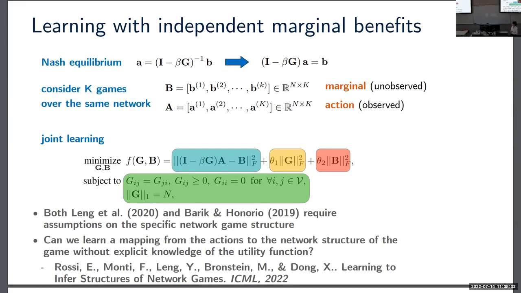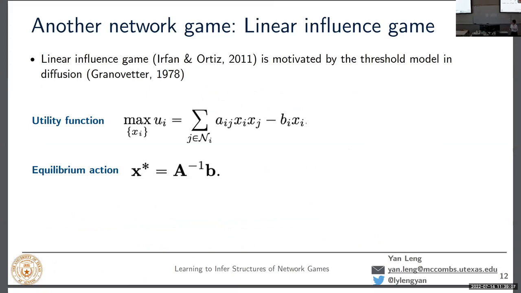I'll not go into the detail, but this study, our study plus the Barik study, motivate what I want to present: these two papers require some assumption on the network game, and the natural criticism is that in reality, the network game that we assume may not model the actual behavior of individuals. There are different types of network games, and we don't know which one actually models our behavior. So the question that we ask is then, can we learn a mapping from the action to the network structure without explicit knowledge of the utility function?